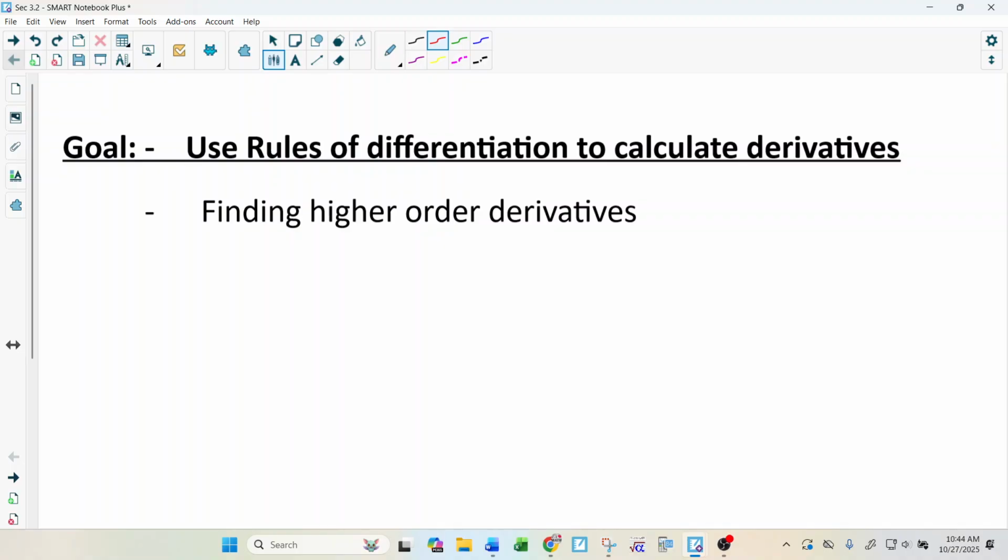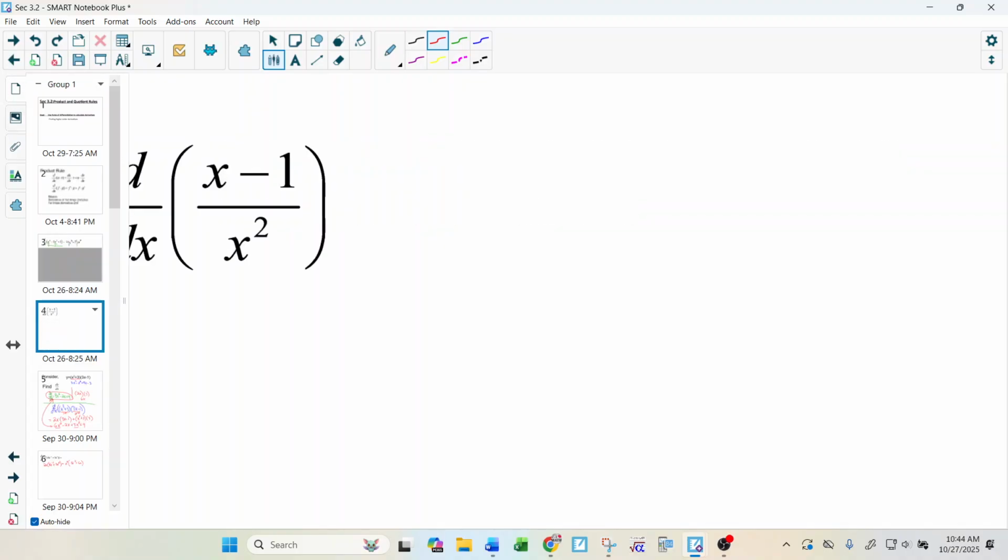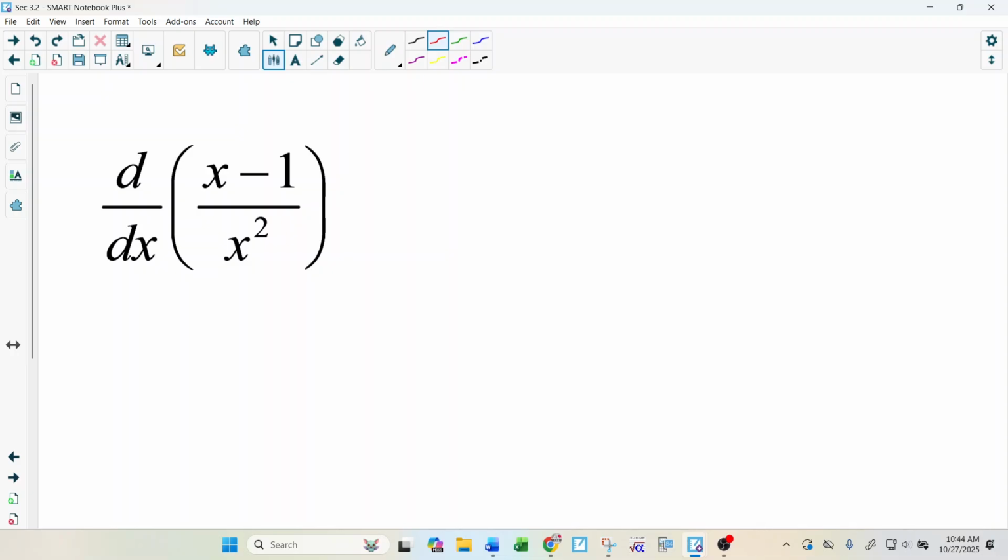Tomorrow we want to look at what happens if you have a fraction. How do we find the derivative of a fraction? And it's not a fraction rule. It's going to be called the quotient rule. And we will look at that tomorrow. What is our rule to find the derivative of a fraction?